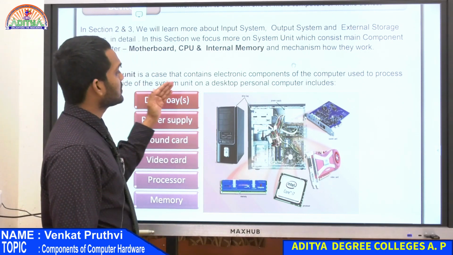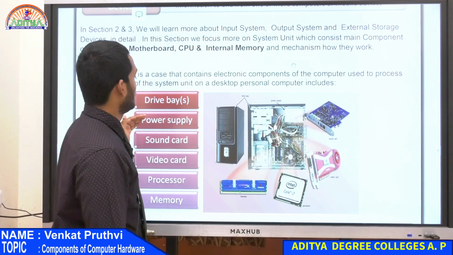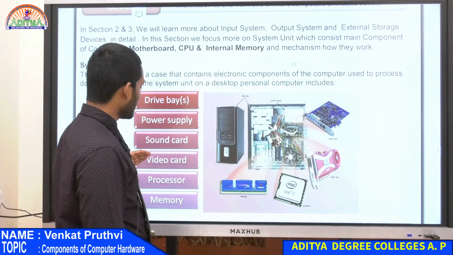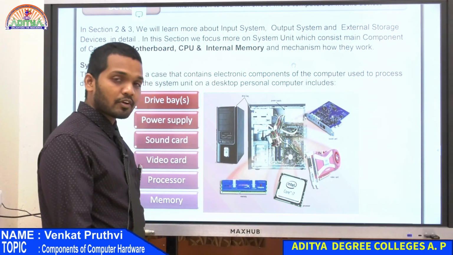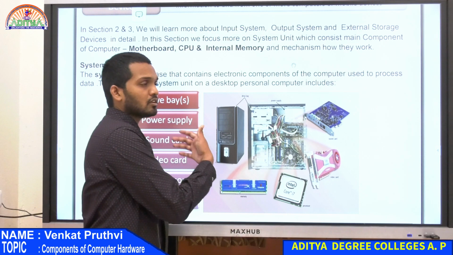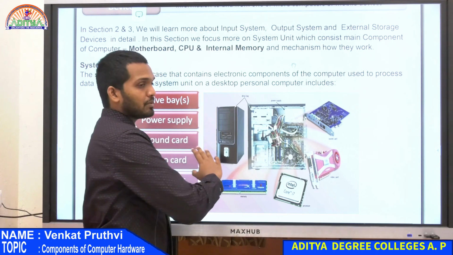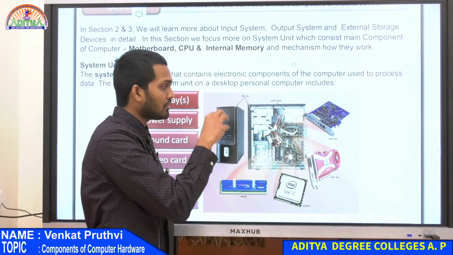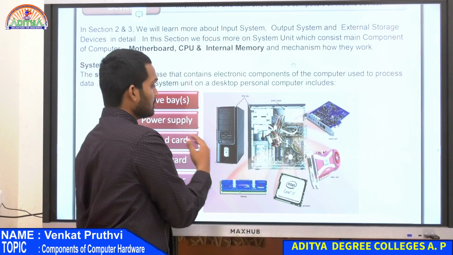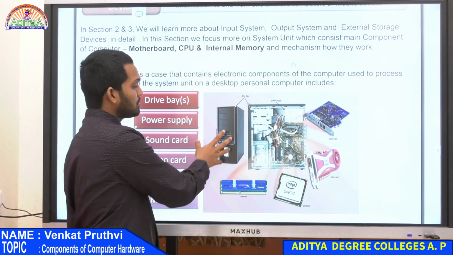The inside of a system unit on a desktop personal computer includes drive bay, power supply, sound card, video card, processor and memory. Let's try to understand each of them. Generally, whenever you see a CPU cabinet, this is not the CPU actually. Inside this CPU cabinet, you have the motherboard on which you have your processor included. So inside this box we have the CPU, that is why we call it CPU cabinet.